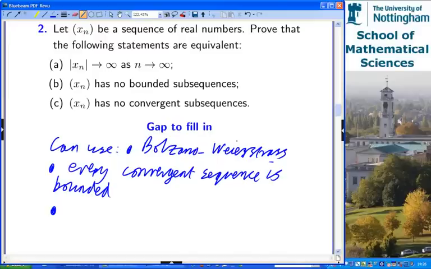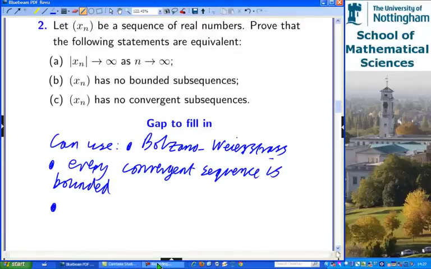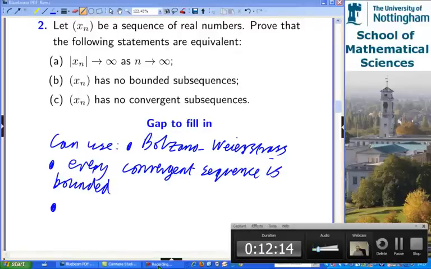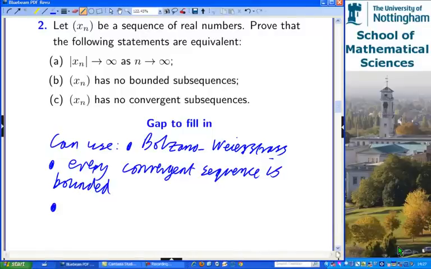And I'm going to give you another one, but I can't remember what the other one was for the moment. I'll probably think of it in a minute. So let's see how you get on with that for a start, and I may give you another hint in a minute. Okay, so I remember now. You're allowed to use for free that if you take a subsequence of a subsequence, you've still got a subsequence of the original sequence.